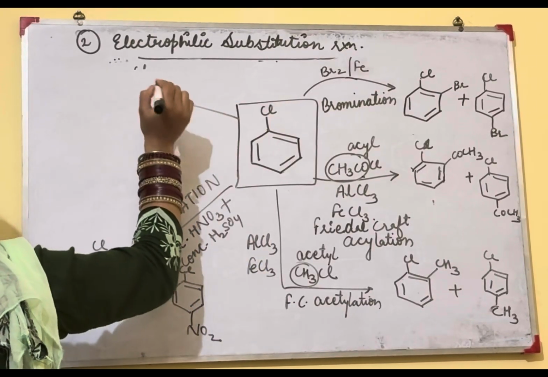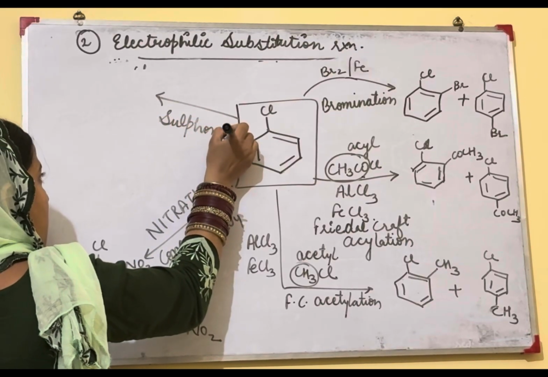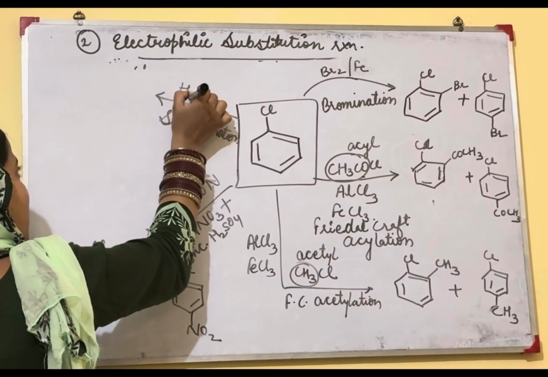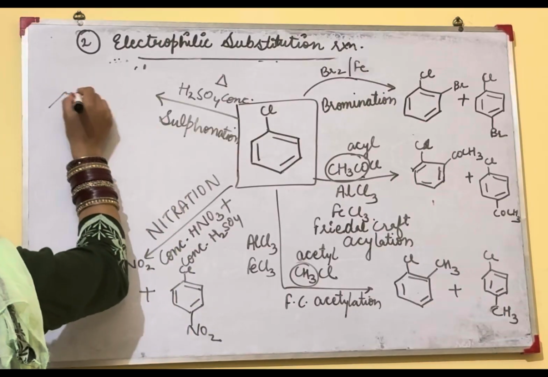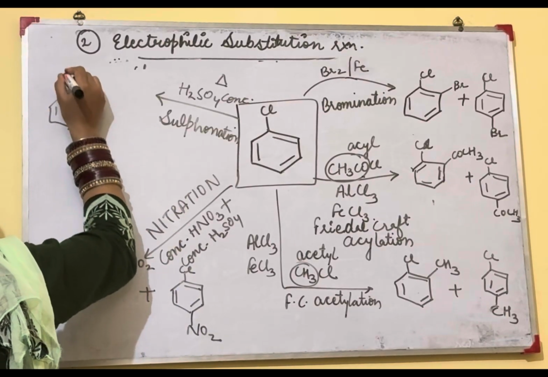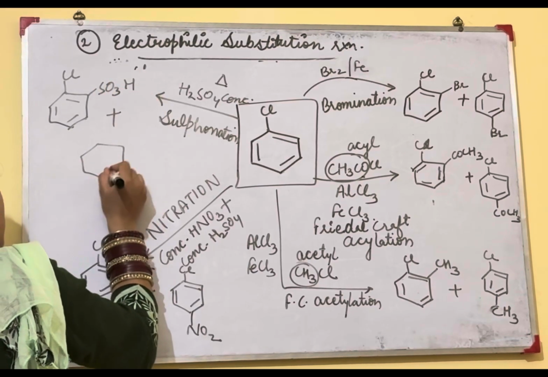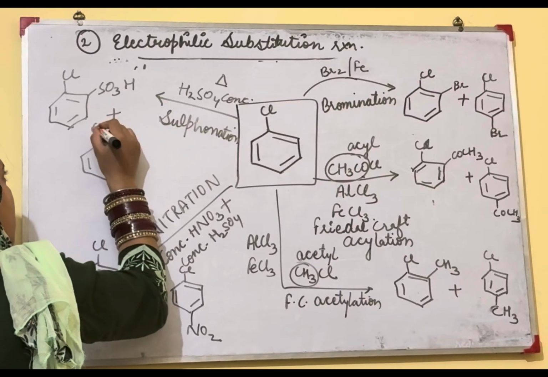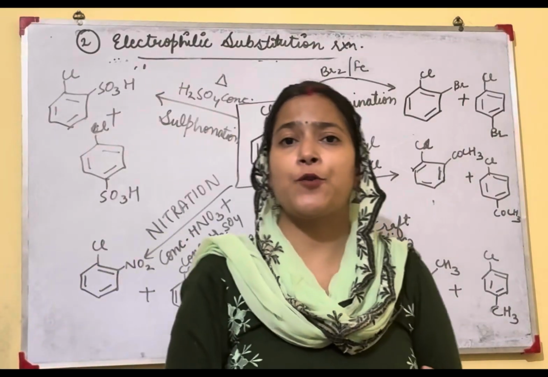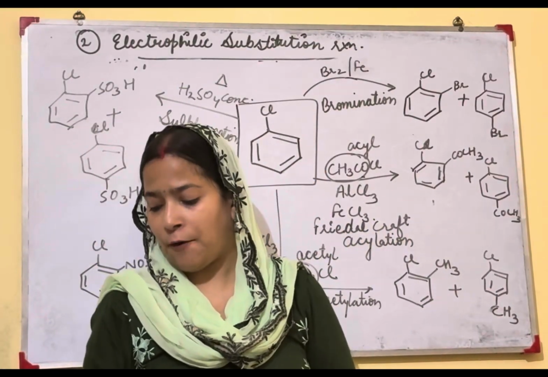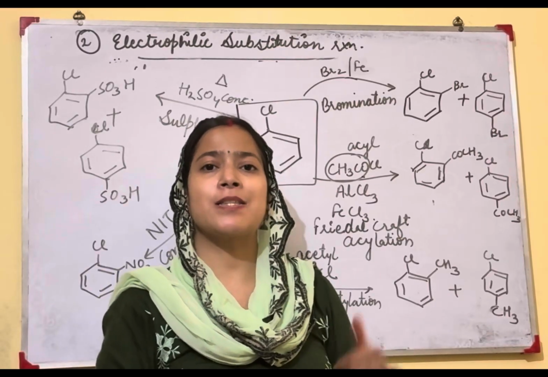Last reaction is sulfonation. In sulfonation, we will add concentrated H2SO4 and heat it. You will get ortho and para products. These are certain examples of electrophilic substitution reactions. Now after this, we will discuss some more miscellaneous reactions related to these haloarenes.